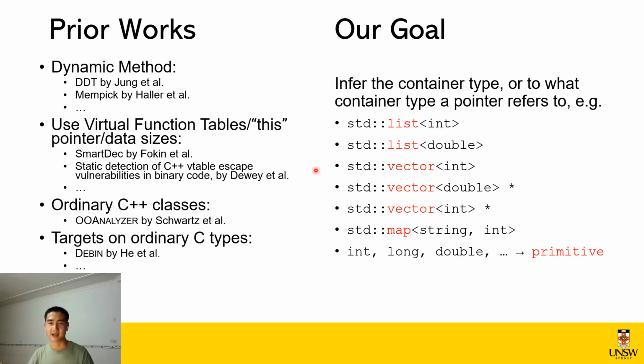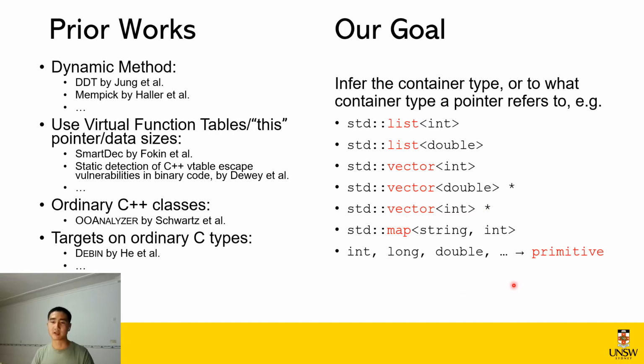Here are some exact type names used by programmers, and the parts highlighted in red are the labels we wish our system can discover. For example, for int list and double list, we wish we could recognize it as list, and for int vector, we wish we know it's a vector. And for those two pointers, we wish we can know that this pointer actually operates on a vector as well.